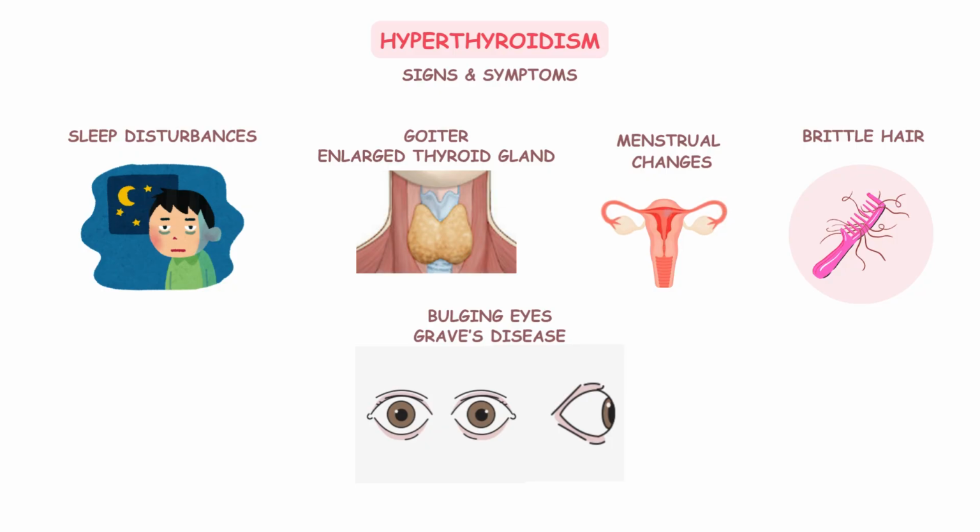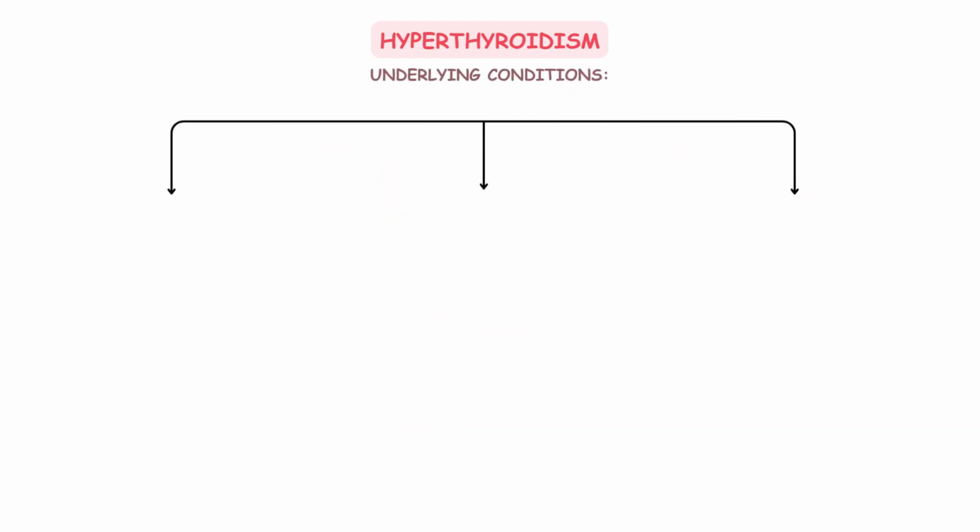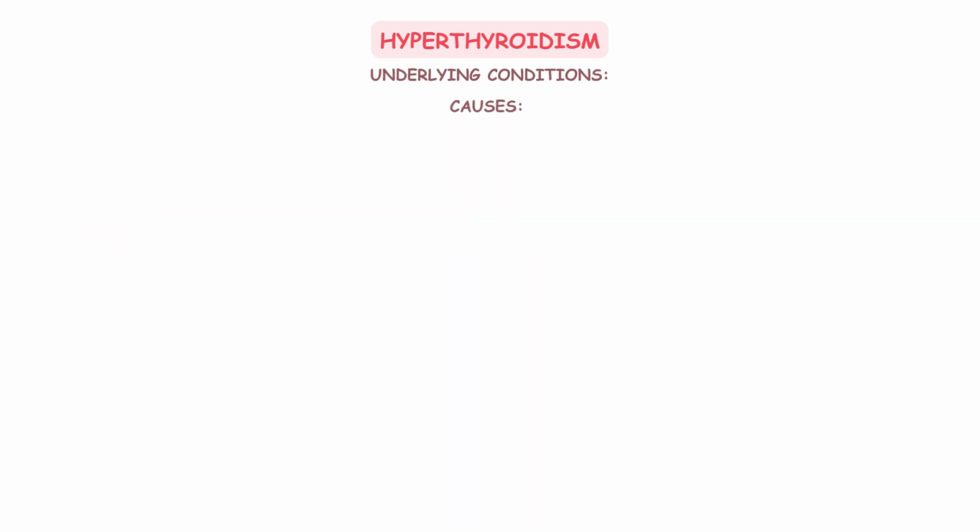Now, hyperthyroidism can result from several underlying conditions, some autoimmune, some structural, and even iatrogenic. Now let's go through the main causes you will need to know. The first one, and the most common one, is Graves' disease.